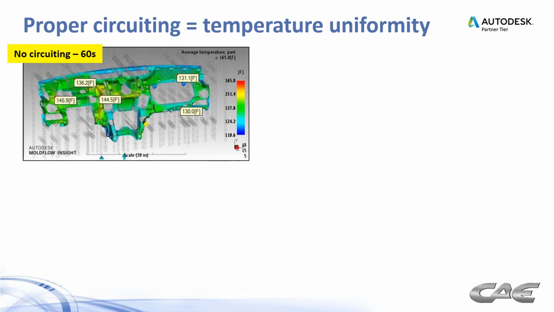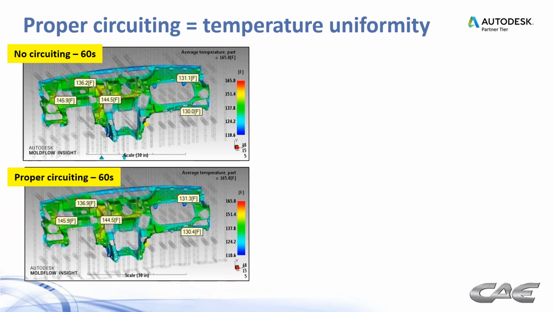And here's what it looks like if you have proper circuiting versus improper circuiting as far as the temperature is concerned. When you have no circuiting, every line is its own individual in and out. You have very uniform cooling. You look for your hot spots and try to mitigate those hot spots if you can. Maybe you do all those things: move channels, use conformal cooling, use cooling inserts, mold backs, etc.